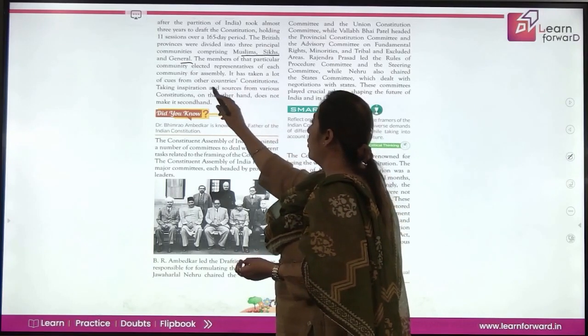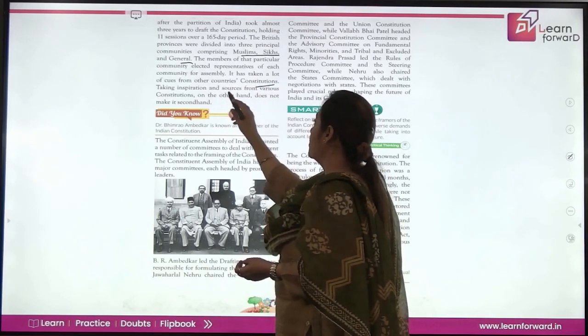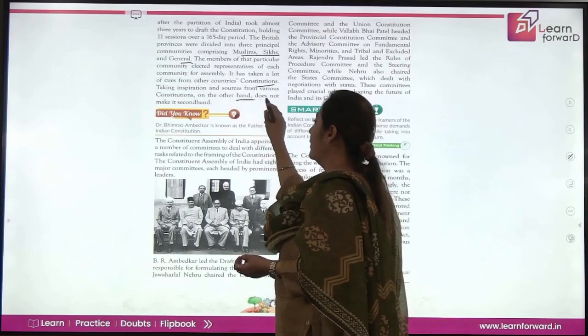It took a lot of cues from other countries' constitutions, taking inspiration and sources from various constitutions. On the other hand, that doesn't make it secondhand.